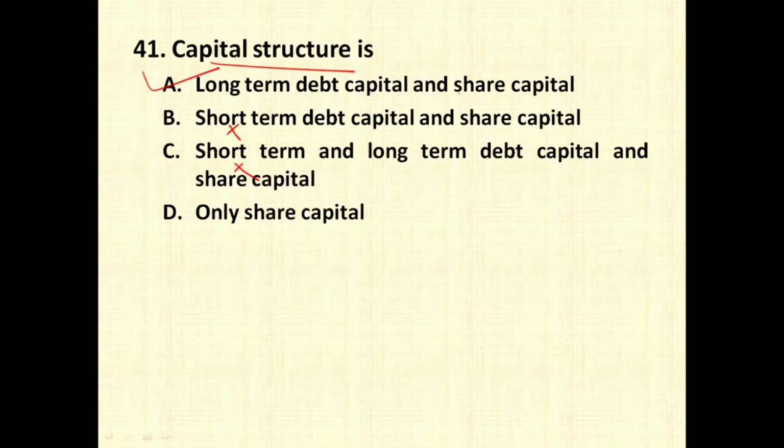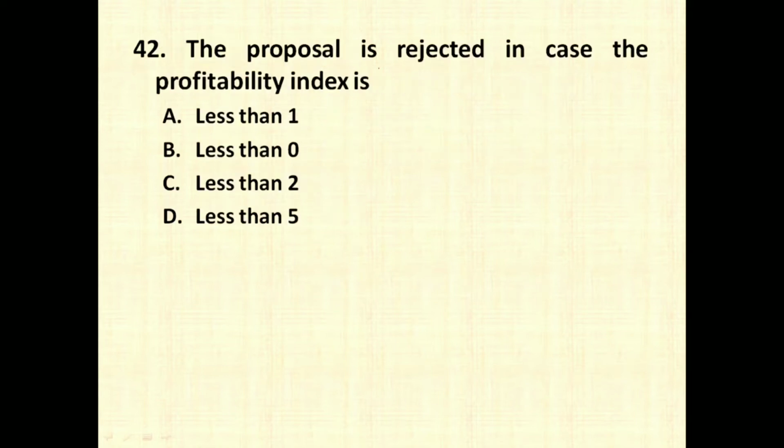capital and share capital. The proposal is rejected in case the profitability index is less than 1, less than 0, less than 2, less than 5. So option number A is the correct answer.